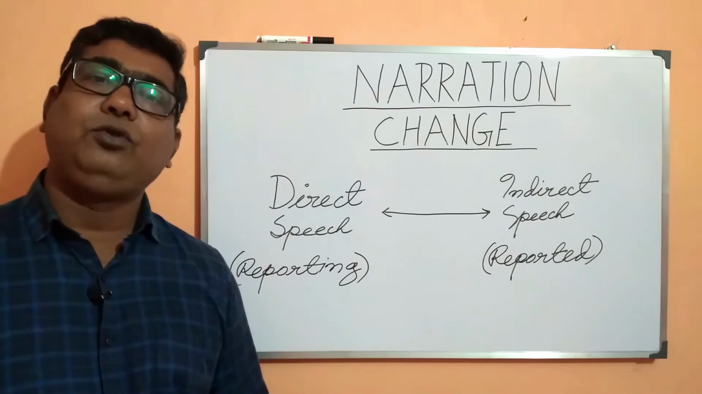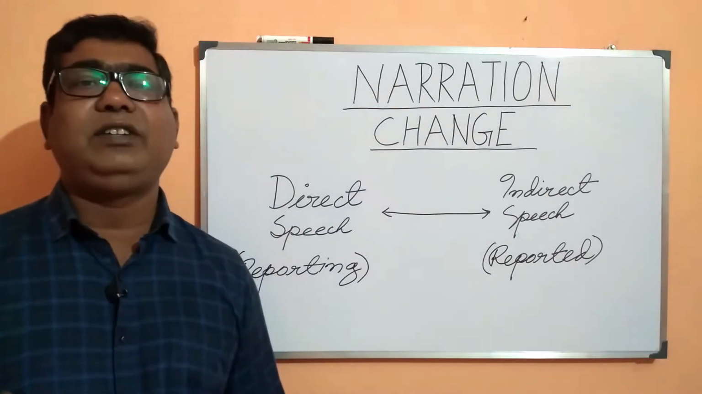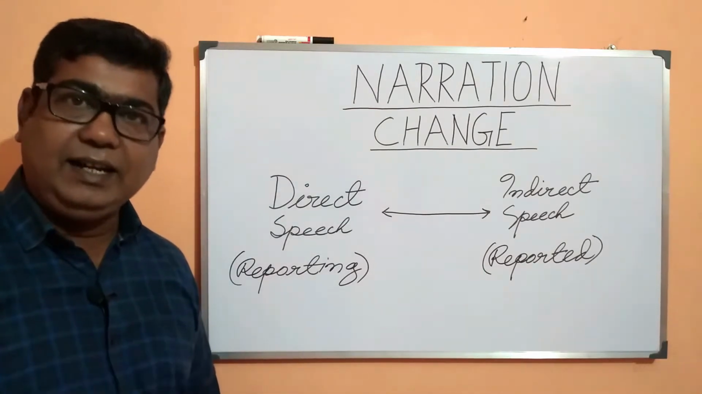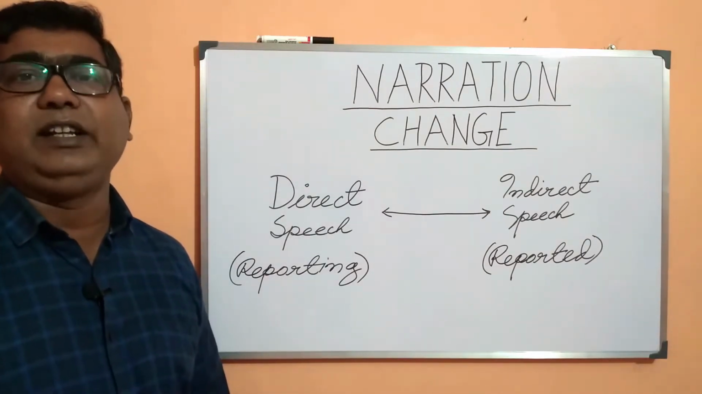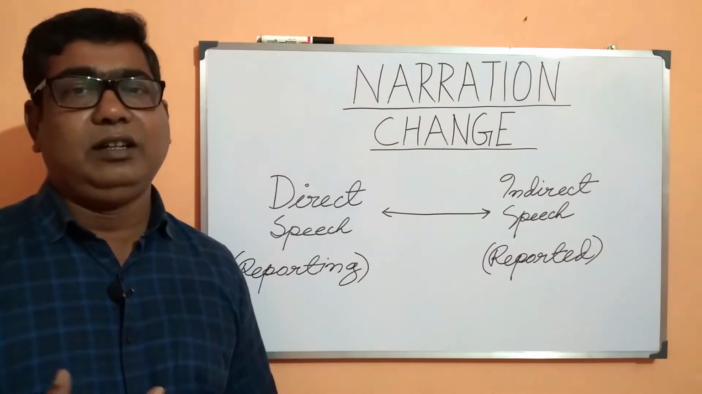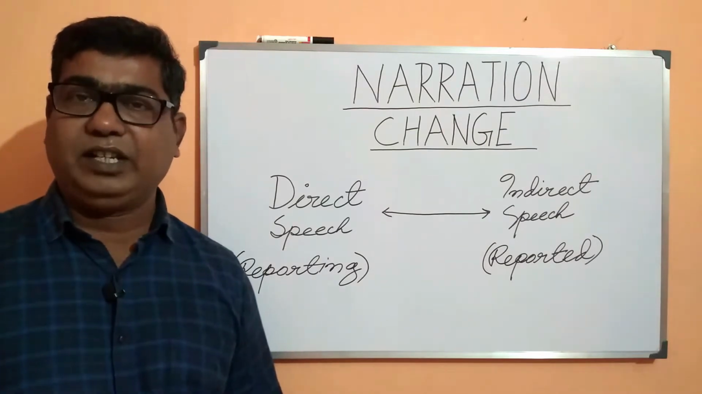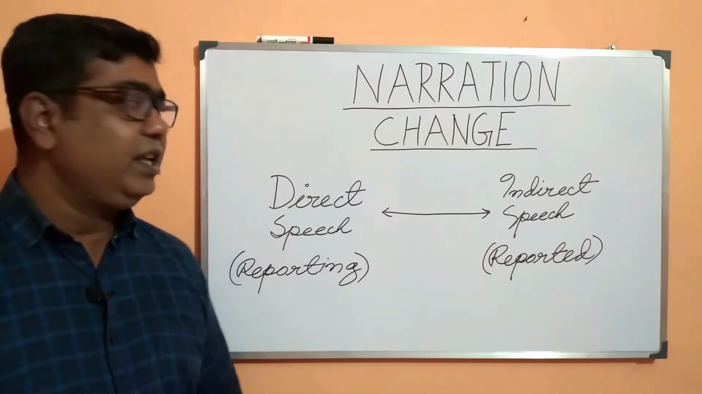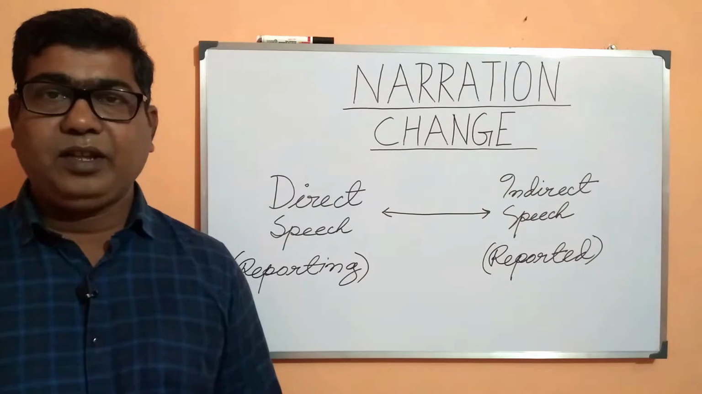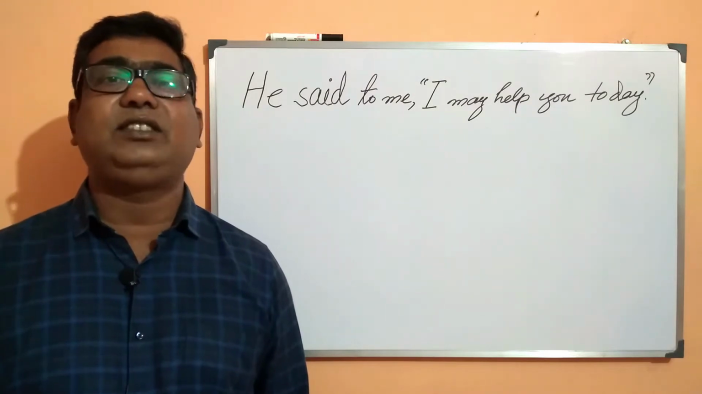Now students, we have to keep one more important thing in our mind. What is that? The other name of direct speech is reporting speech. So the one which we call direct speech can also be called reporting speech. And on the other hand, indirect speech may also be called reported speech. Therefore, the other name for indirect speech is reported speech. So students, here what we need to do is to transform sentences from direct speech to indirect speech or vice versa. Let us now understand with the help of an example how the transformation is taking place.